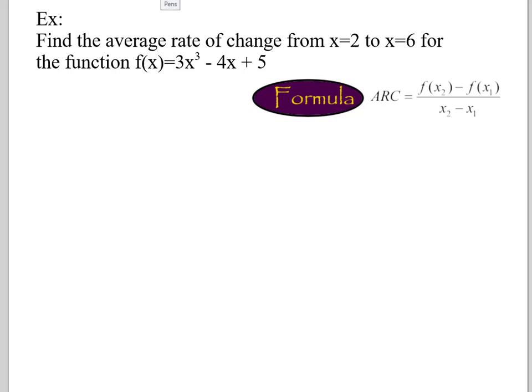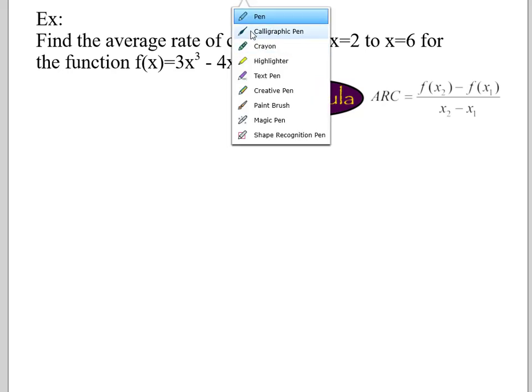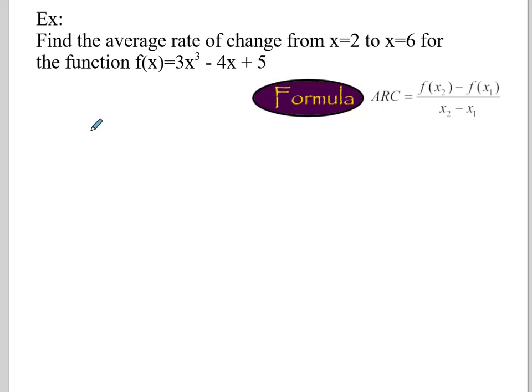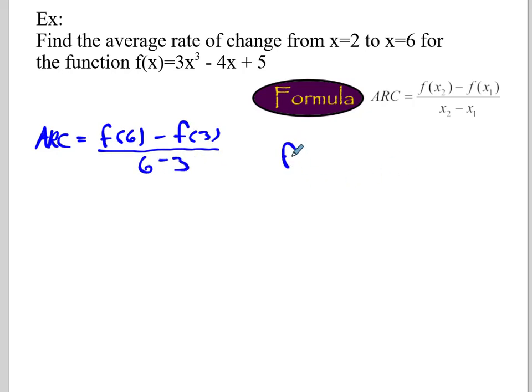So let's grab our pen up here and do a little bit of writing. Our ARC is going to be f of 6 minus f of 2 all over 6 minus 2. And then off to the side we might take f of 6. That means take a 6, put it into the f function, minus 4x plus 5. And I better grab my calculator just to be on the safe side here.